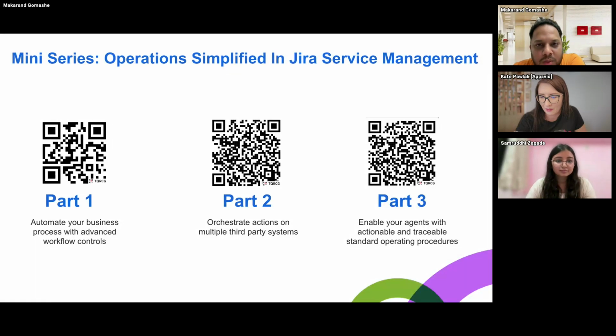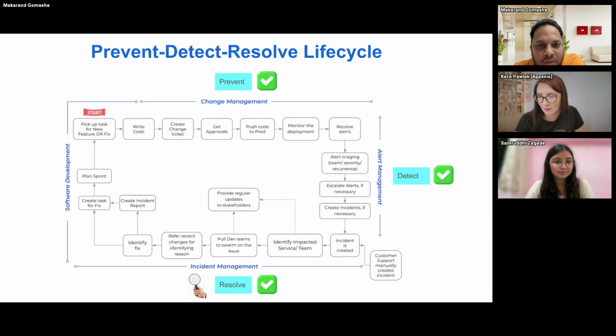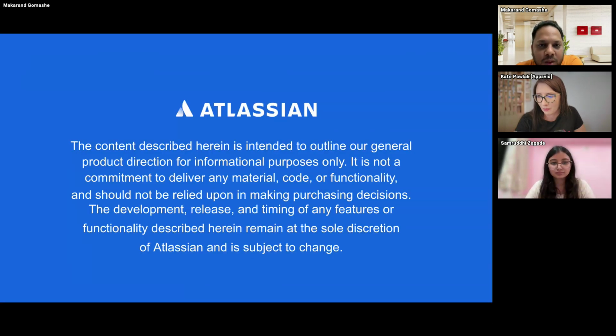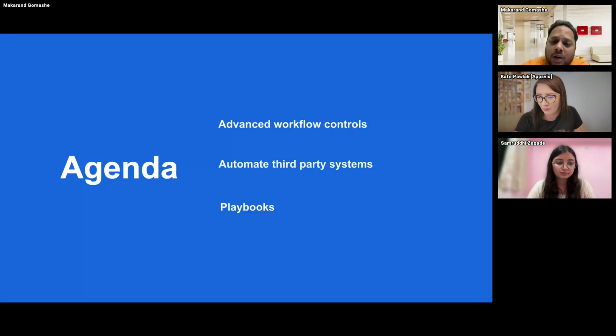Cool. So I think we have been having quite a lot of sessions. Thanks to Kate for helping us out here with several parts in the history with operations. In this part four, what we are going to do is talk more about automation. I think in the past we have learned about how we can do prevent, detect, and resolve through JSM, alert configurations, ops configurations, and teams. In this session, we'll specifically look at how we can use automation to power some of these processes in depth through some of our newest launches on advanced workflow controls.